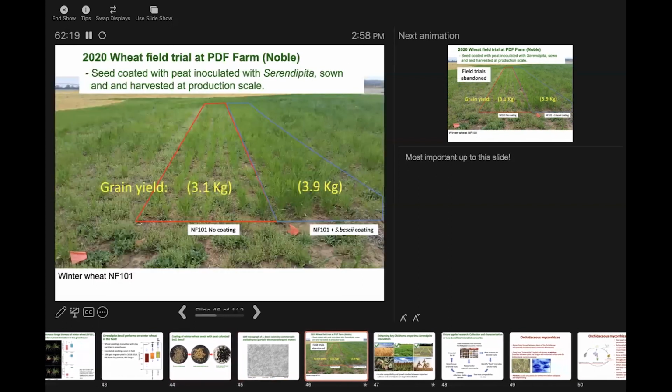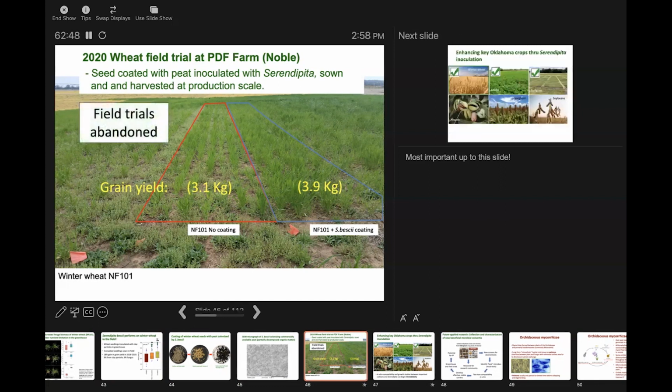Okay, 2020, our wheat trial at one of the farms at Noble. Again, we had seeds that were coated with just peat or seeds with Serendipita. These we tried to sow at an industrial scale. So they were sown by a spreader in a decent sized plot. At our first collection, we found a significant amount of the fungus on top of the seed. And again, we had to abandon them.